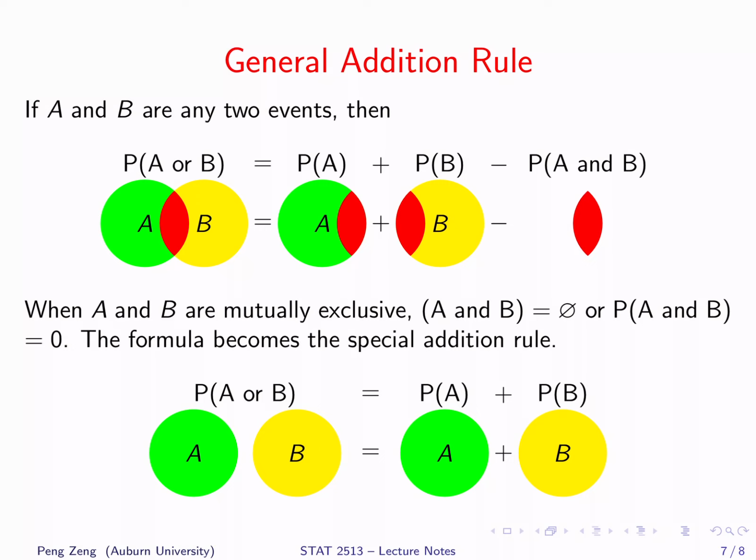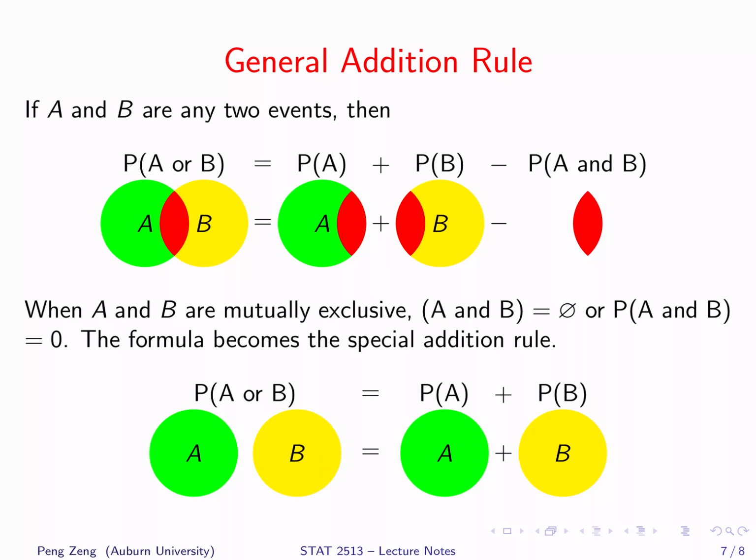Notice that A or B means all areas covered by both circles A and B, including the green, red, and yellow areas. Event A corresponds to the green and red areas, whereas event B corresponds to both the yellow and the red areas. When we add the probability of A and the probability of B together, the red area, which is common to A and B, is counted twice. Therefore, to make the relationship hold, we need to subtract the common red area, which is A and B.